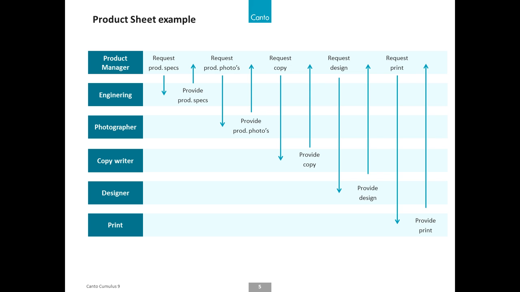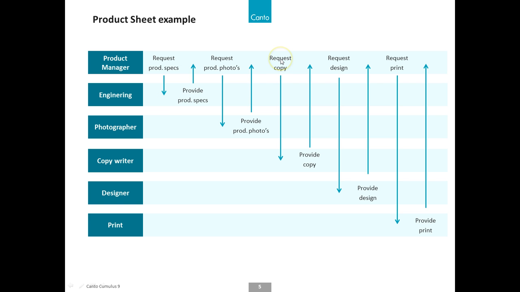Let's look at an example of what it takes to create a product sheet for a new product. Let's say the product manager contacts engineering, and engineering provides him with the technical specifications of the product. Then the product manager looks for photos to use in the product sheet about the new product, and probably has to ask a photographer to take new pictures, which the photographer sends back to the product manager.